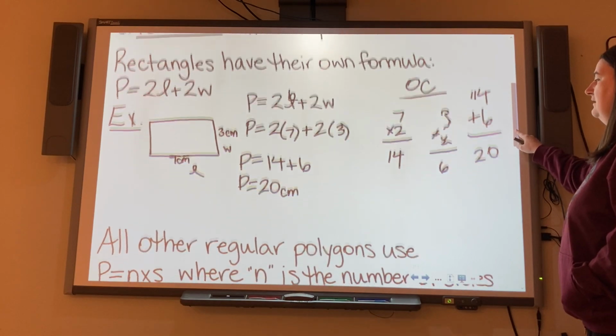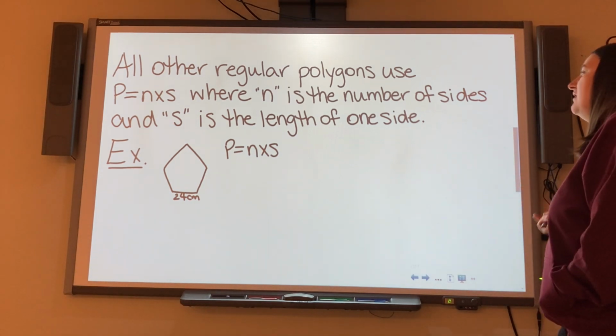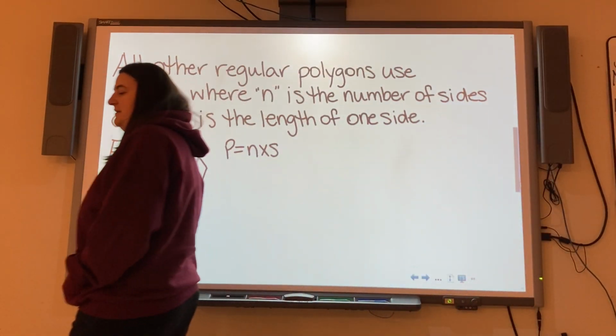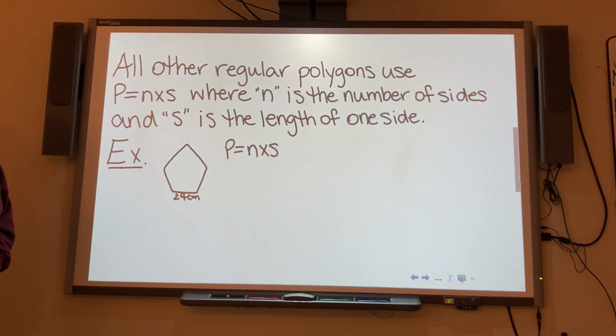All right, let's talk about the things that are not rectangles. All the other regular polygons, all the shapes that have the sides that are the same, that are not rectangles. So you've got triangle, square, hexagon, pentagon, octagon, all the gons. This formula is what you use for them. P equals n times s. So all other regular polygons use P equals n times s, where n is the number of sides in the shape, and s is the length of one side.